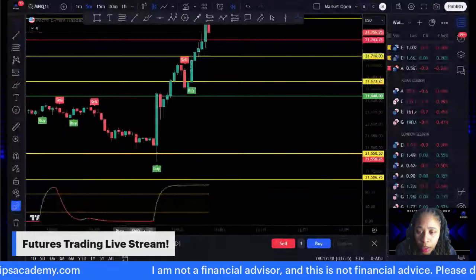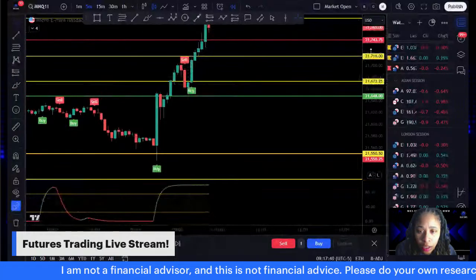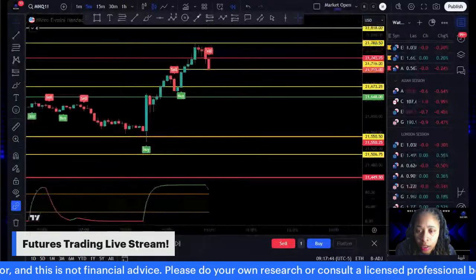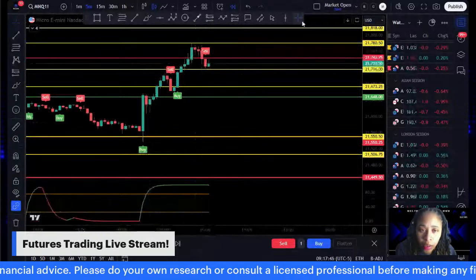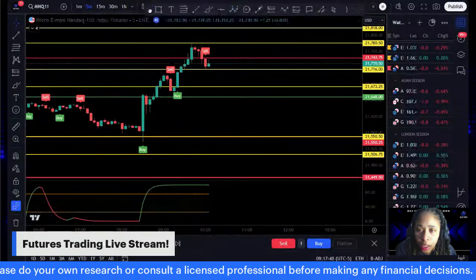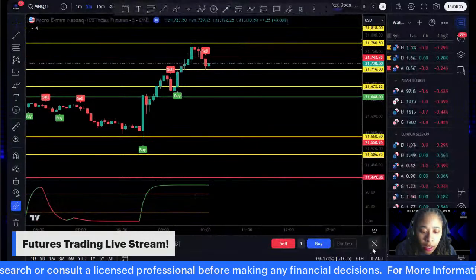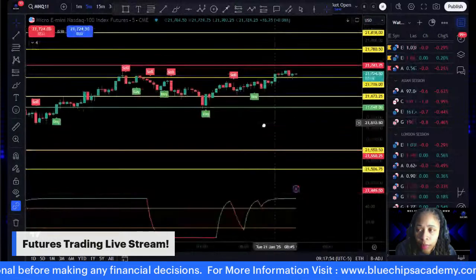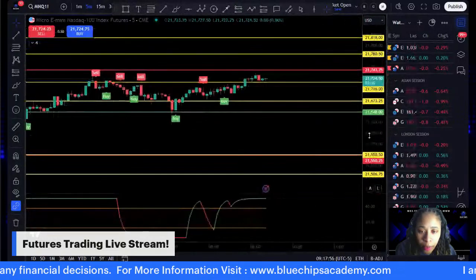Hit your TP1. Here was another possible entry. And then you would have taken that win as well. So that buy was pretty decent. So let's just see if we can get a decent sell today. But that's just to show you guys the concept that we're using. It's very, very simple.